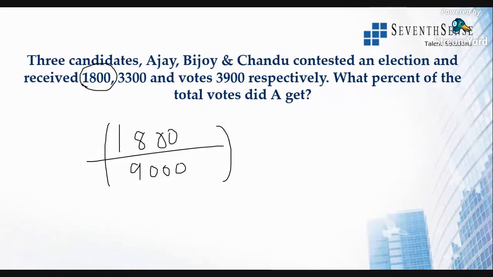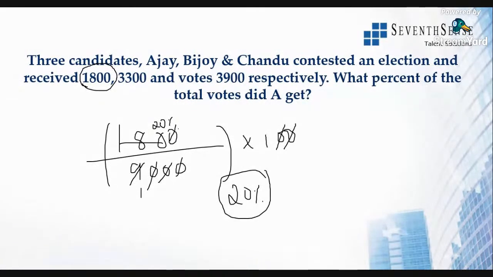Right, so this is into 100. The zeros get cancelled, this 0 and this 0 get cancelled. 9 into 1 time, 9 into 20 times. So 20% of the total votes is A's vote. 20% is A's vote out of total votes 9000.